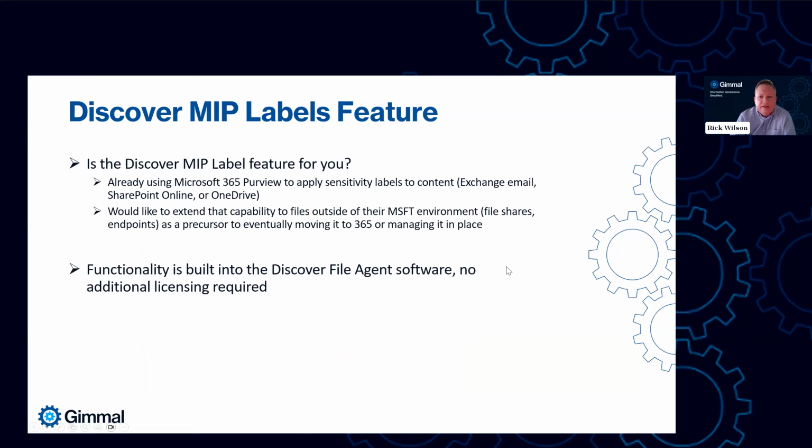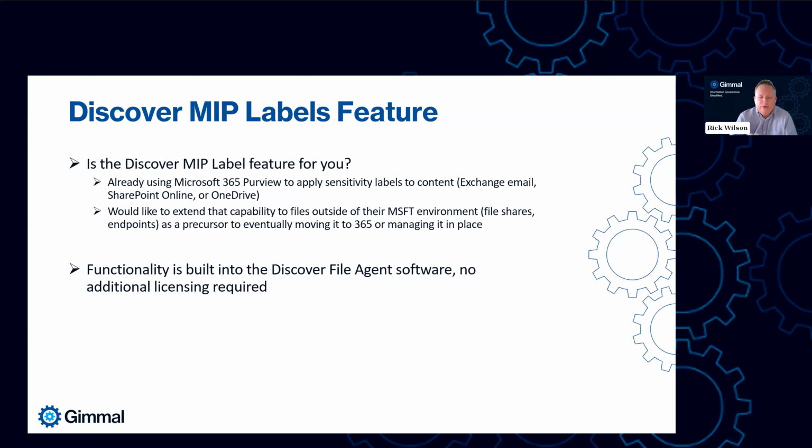So is this something that might be of interest to you to take advantage of? Well, here's probably the main criteria. You need to be a 365 Purview customer to be able to take advantage of this today. And where we really bring value to the process is when you need to apply those sensitivity labels to content that's outside of 365. Think about all of that information Jeff mentioned when he talked about file shares inside your organization. Maybe even information that's on your user workstations, your endpoints.